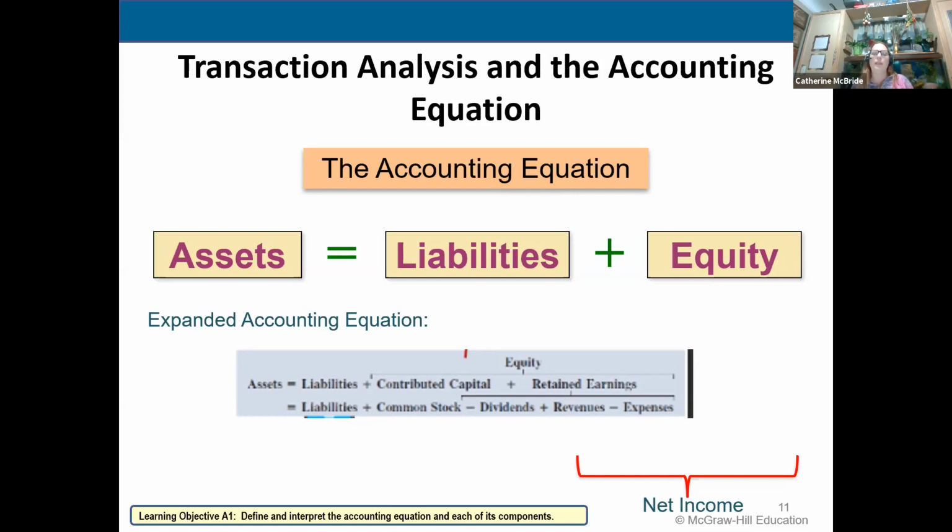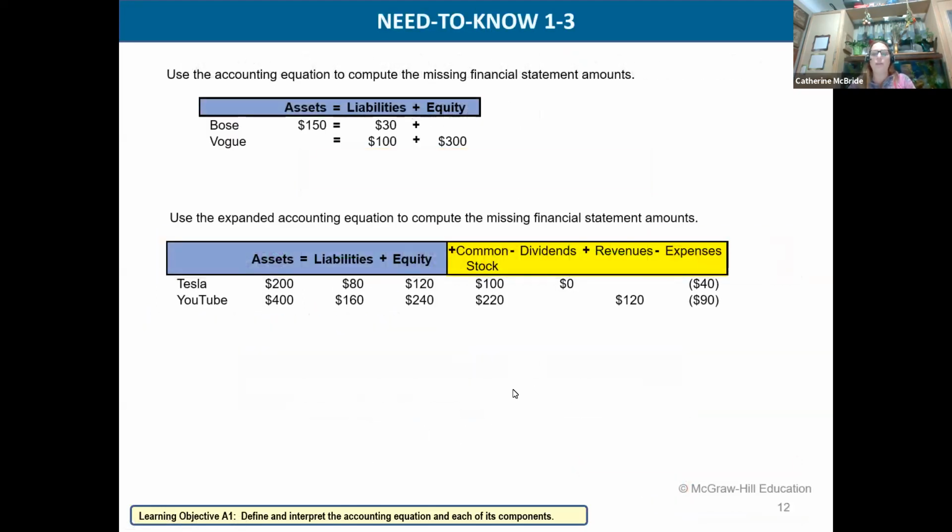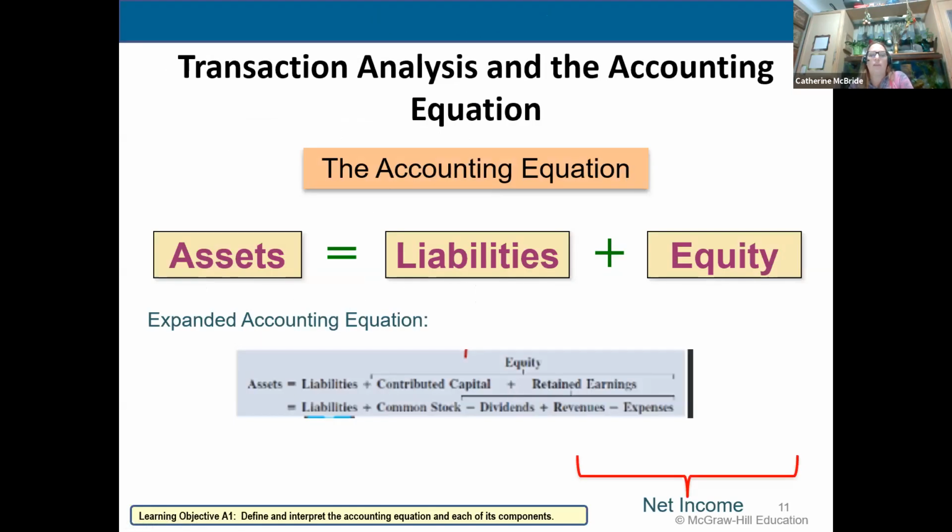And then equity is a little bit interesting. So the idea with equity here is that if we sold off all of the assets to pay off all of the liabilities, what we would have left is the equity. The idea behind equity is that that's what we have in the company left for the owners. But we're going to work on expanding equity a little bit. So if we look down on the bottom here, the expanded accounting equation, we have assets equal liabilities plus equity.